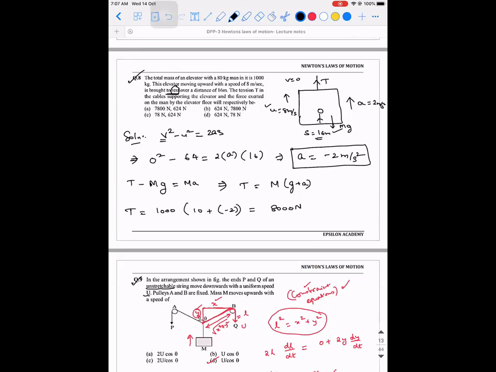So the answer closer to 8000 is 7800. They would have got that because they took the value of g as 9.8. Okay, next. What is the force?